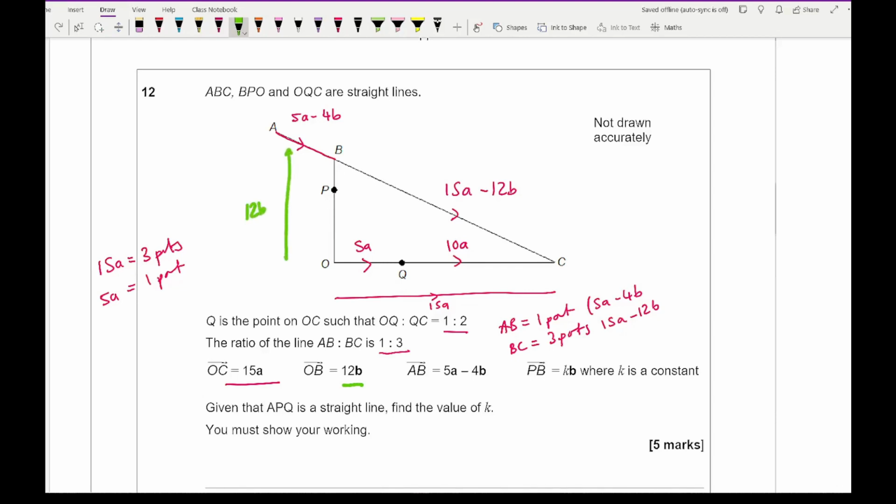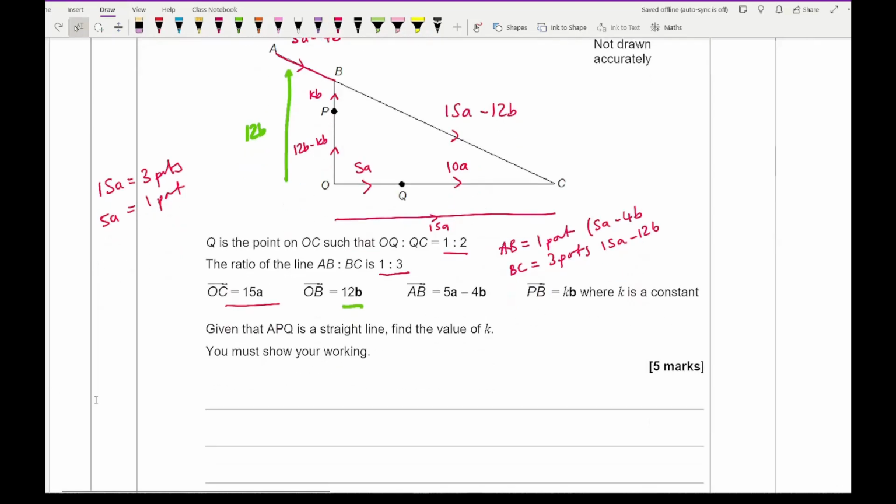We know that P to B is KB, so this length here is KB. So then this length is going to be 12B minus KB. So now I've got all my letters represented with vectors. All that's left for me to then do is to work out AP and PQ.